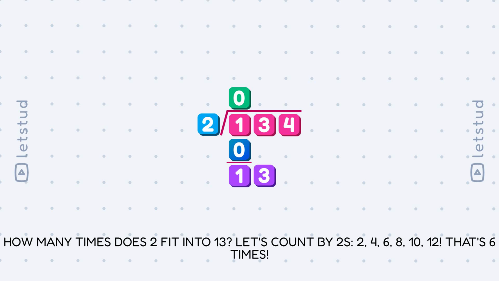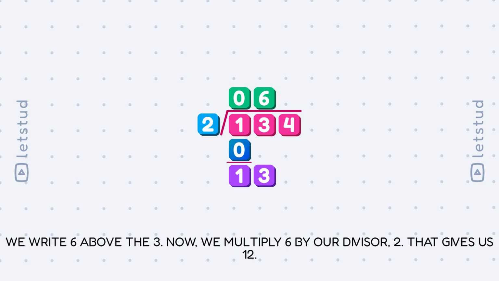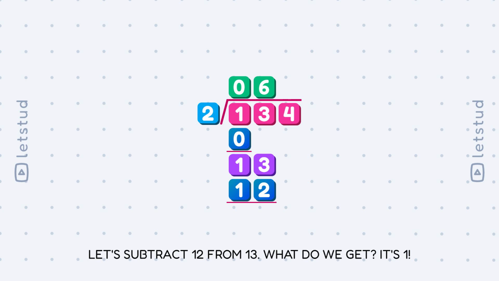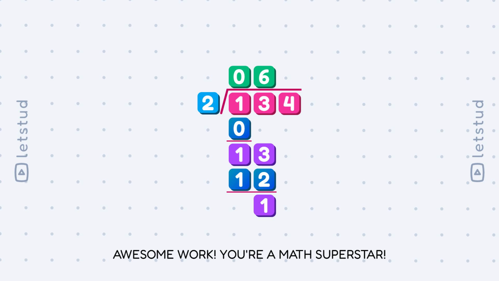How many times does 2 fit into 13? Let's count by 2s: 2, 4, 6, 8, 10, 12, that's 6 times. We write 6 above the 3, now we multiply 6 by our divisor 2, that gives us 12. Let's subtract 12 from 13, what do we get? It's 1. Awesome work, you're a math superstar.